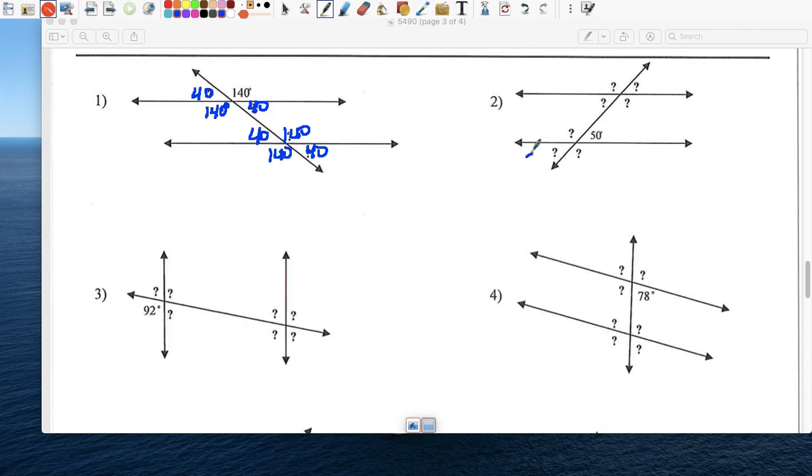That's 50. Automatically, this guy's 50 degrees, which makes the supplement 130. Right? And then this is vertical, so 130. And we can just go to the top and write the same thing.